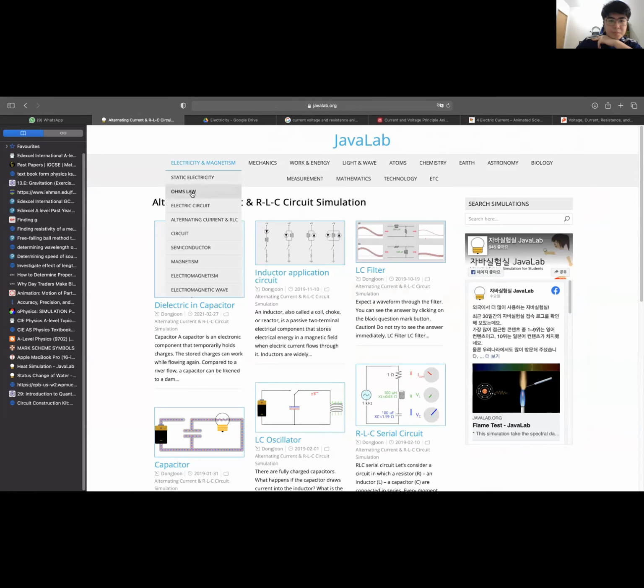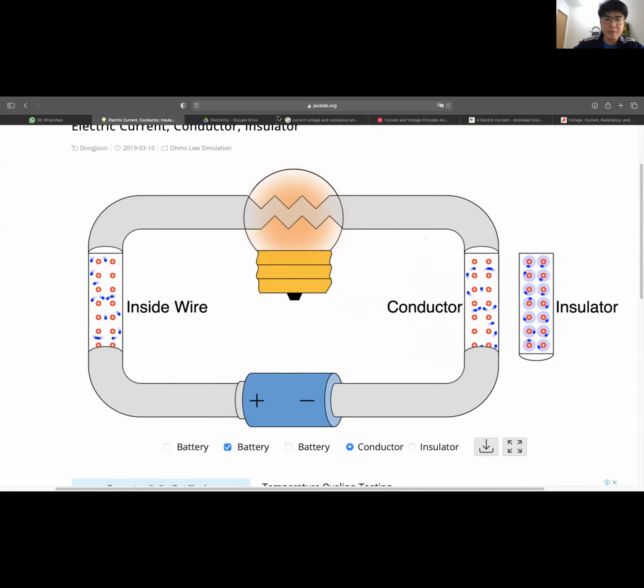Now, the moment I apply battery, if I put a battery here, then observe the flow of the electron. Let me zoom in a bit. It starts to flow in the same direction, even though it's not in a straight line, but you can still see that they flow in one direction. This one they flow up, and this one they flow down from here. Because there is a voltage applied, it pushes the electron to flow in one specific direction.